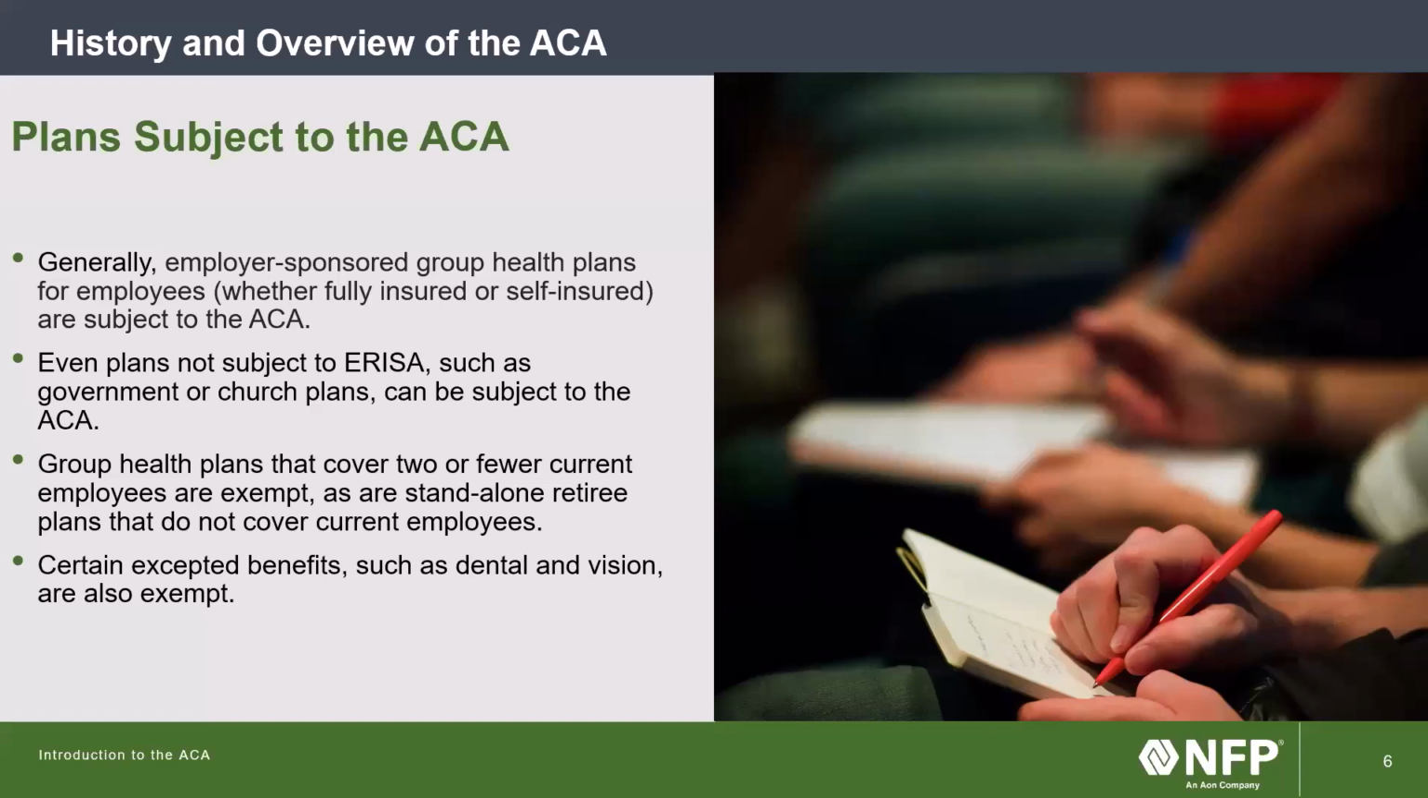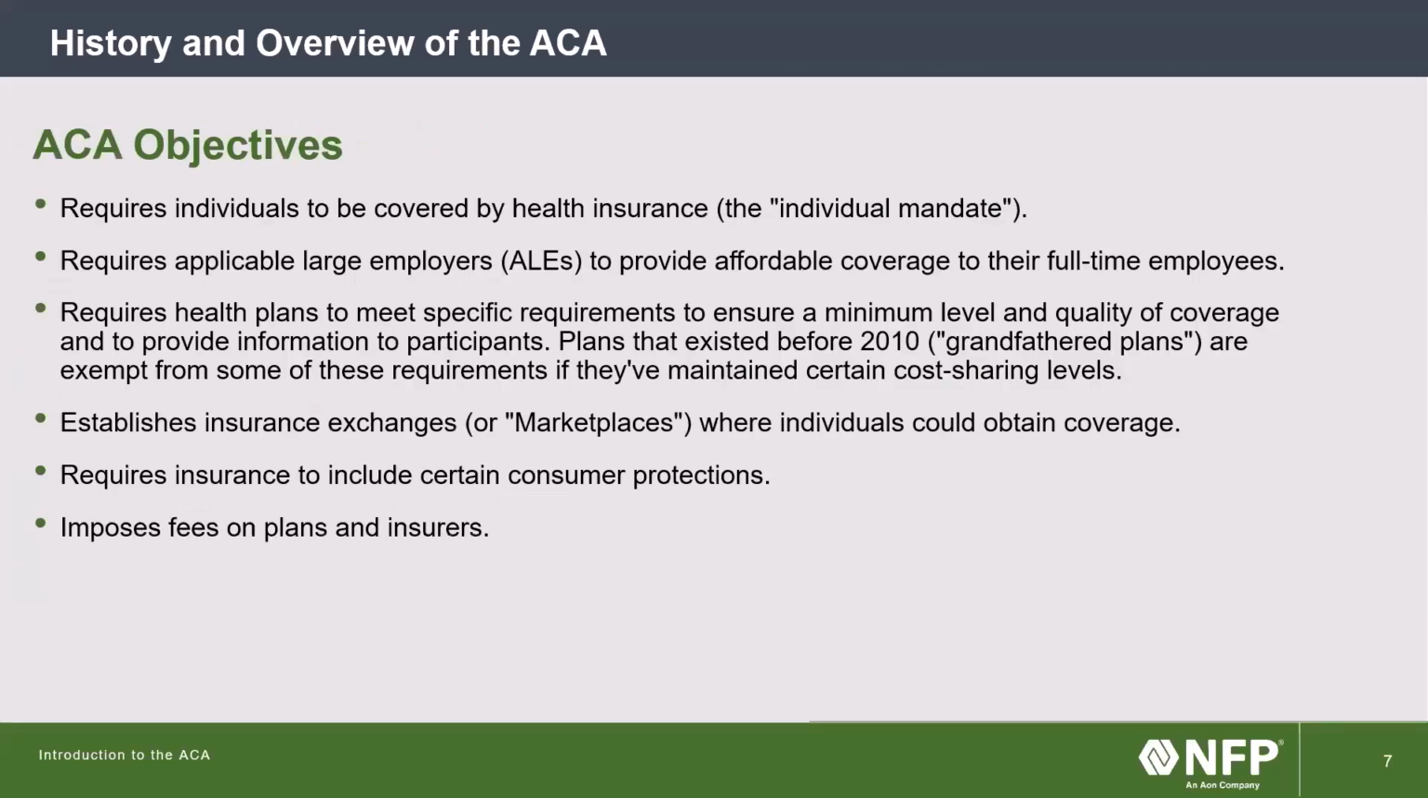That said, group health plans that cover two or fewer current employees are exempt from the ACA, as well as standalone retiree plans that do not cover current employees. And then in addition to that, certain excepted benefits such as dental and vision can also be exempt under certain circumstances. Next slide, please. So what are the objectives of the ACA?